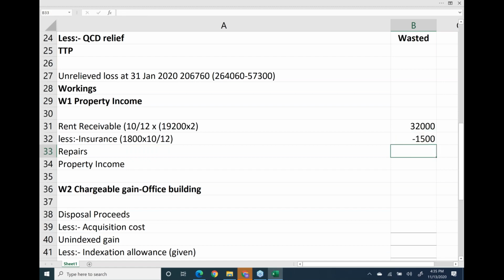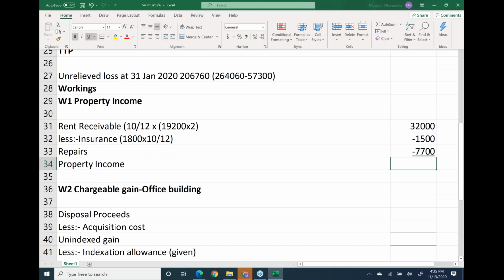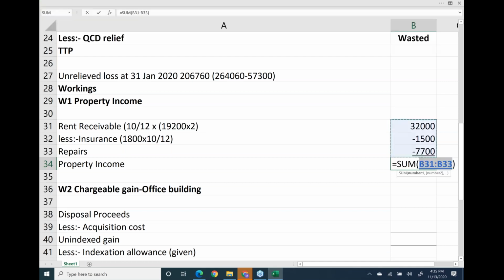Okay, 1,500. Repairs is, I think, 7,700. Repairs is 7,700. Okay, so this is all your property income. Let's add it up, let's net it off. 22,800 is your property income.